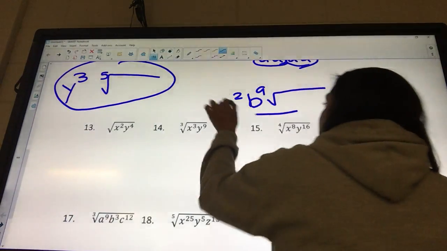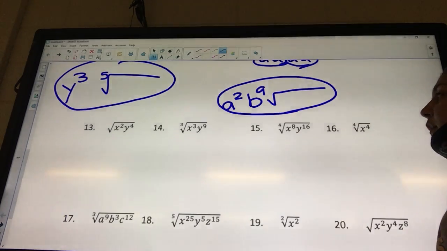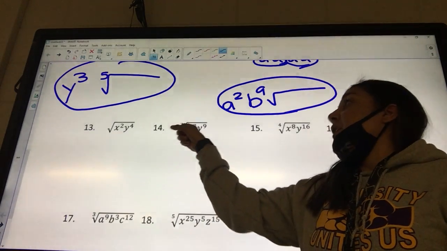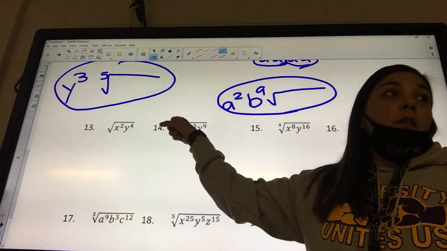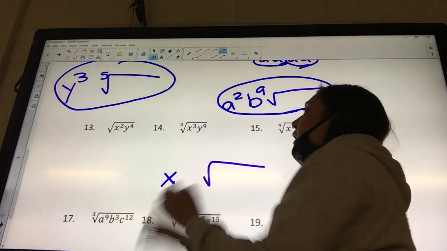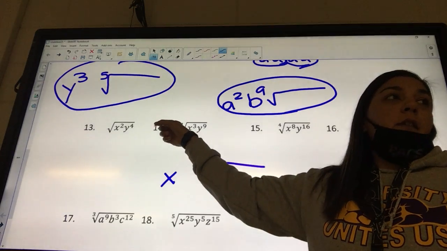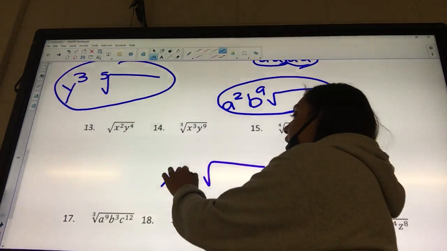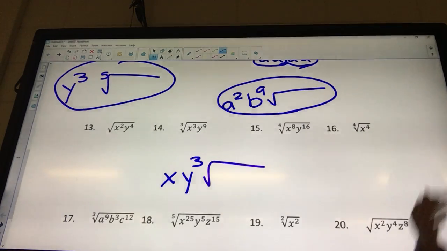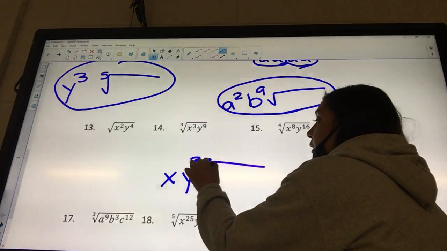Look at 14. You can divide by the 3 on the outside. So 3 divided by 3 is 1, so 1x should go on the outside. 9 divided by 3 is 3, so you should have y to the 3rd on the outside. Then you should have a little baby 3 right here.